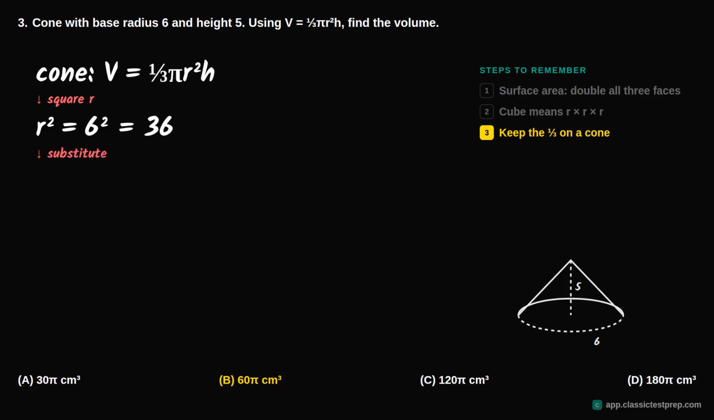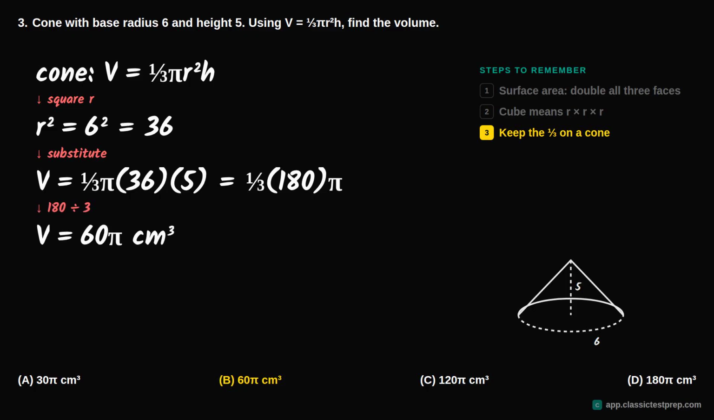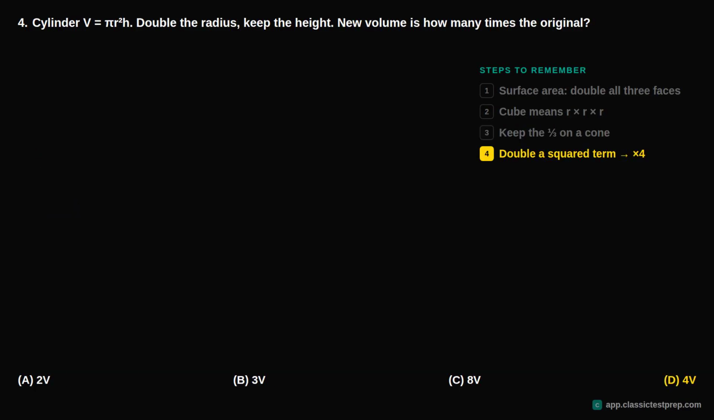The radius is 6, so the area of the base, the circle at the base, is 36 pi, and then we have 1/3 times the height times that area. So we have 180 because the height is 5, pi. We have 180 pi, and then we multiply by 1/3. That's what helps you find the volume of a cone instead of a cylinder. So 180 pi divided by 3 is 60 pi cubic centimeters, which is answer choice B.